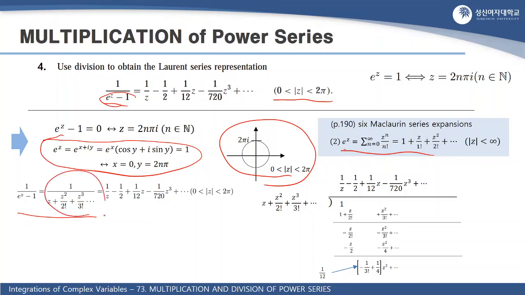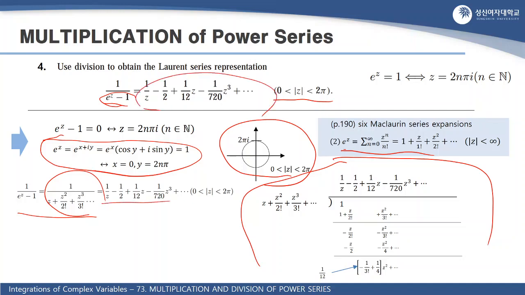I mean that 1 over z plus z squared divided by 2 factorial, like this. Then we just do division on the right hand side here. Then we get the exact result in the problem here. Okay, you can do it, I think.